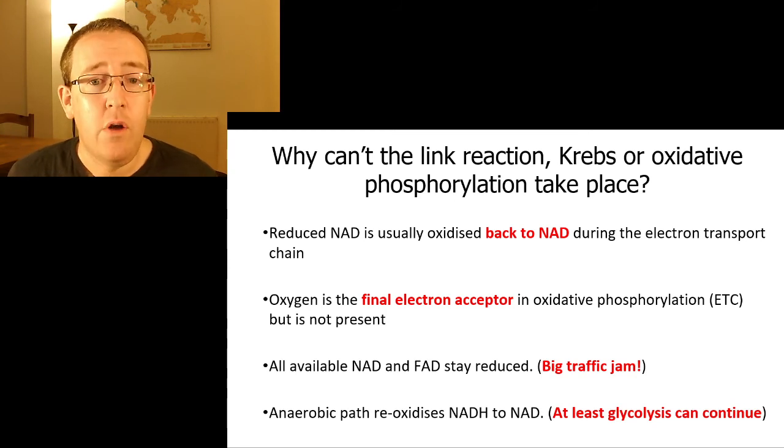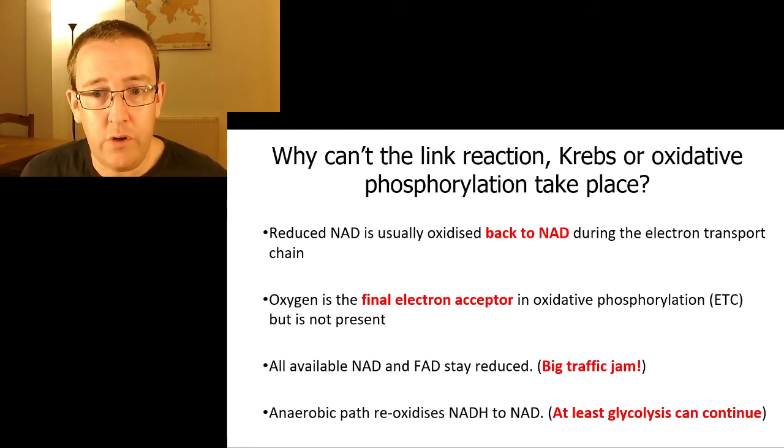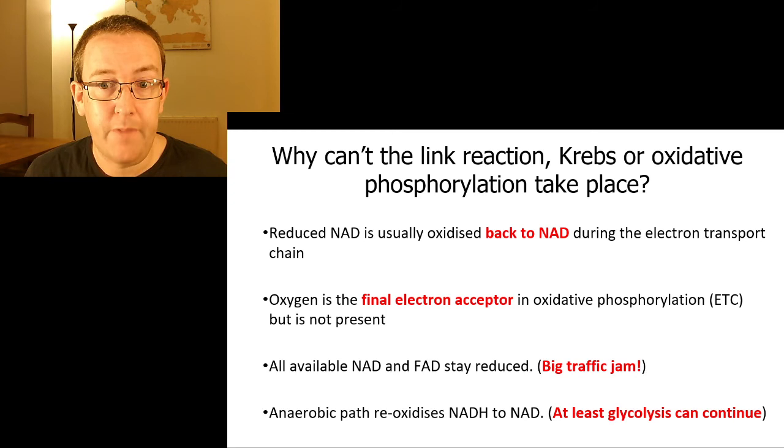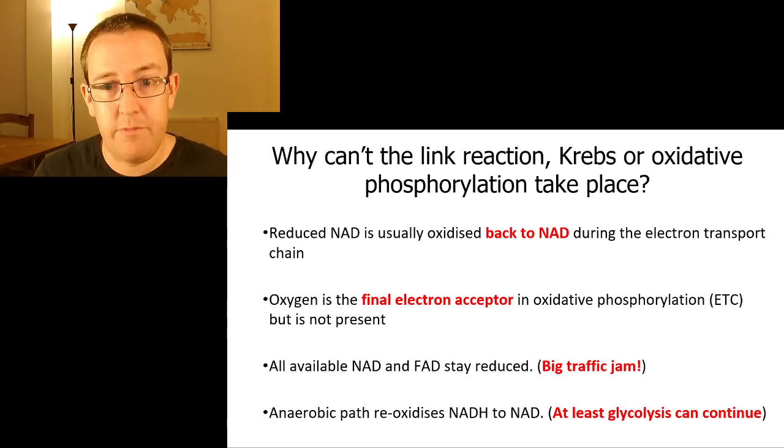Now, this anaerobic path that reoxidizes NADH to NAD is not ideal. But at least glycolysis can continue, and at least the cell can produce a little bit more ATP to carry on with those vital processes that it needs to survive. So that's what anaerobic respiration is.